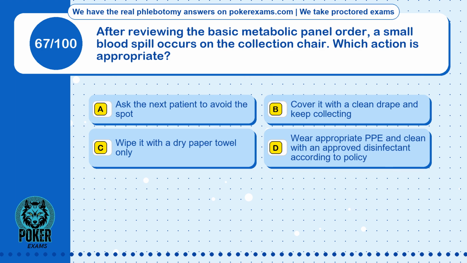Question 67. After reviewing the basic metabolic panel order, a small blood spill occurs on the collection chair. Which action is appropriate? Option A. Ask the next patient to avoid the spot. Option B. Cover it with a clean drape and keep collecting. Option C. Wipe it with a dry paper towel only. Option D. Wear appropriate PPE and clean with an approved disinfectant according to policy.